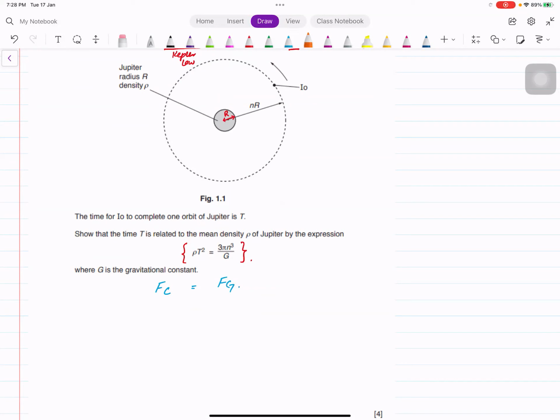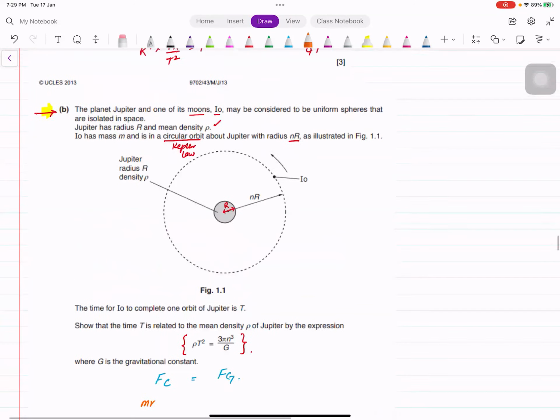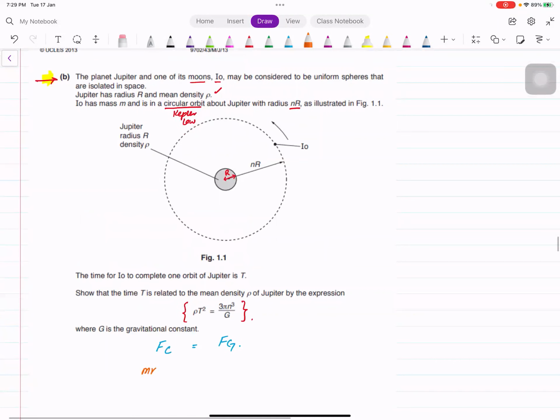Now, centripetal force is given by m. Did they say the mass of Io is small m, I believe? Where is it? Let me see. Somewhere I read it. Okay, it's here. So small m, and the radius is nR, and this is omega squared. Do you guys understand this? So the orbit's radius is nR. That's why I put that. Okay, let me write the full form.